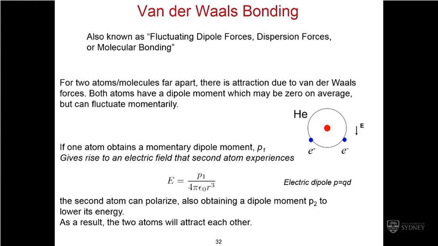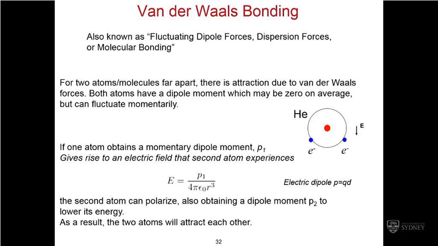Now, if there is another atom in the vicinity of that, it will experience or feel this electric field here, and it will reorientate its own dipole moment in response to this small electric field. And we'll get to that on the next slide, and we can call that induced dipole moment P2. And these dipole moments, P2 and P1, will interact with each other, and because they're oppositely orientated, there will be an attraction between them.